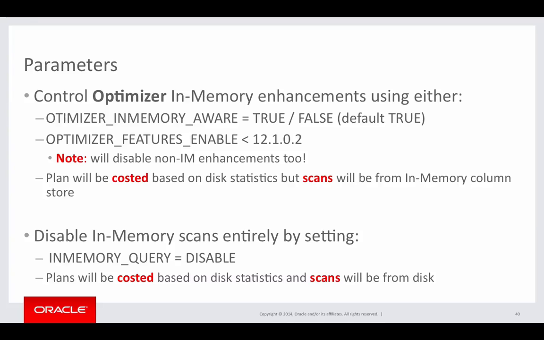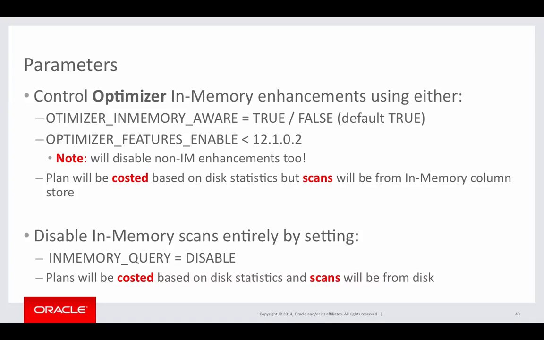There's one new optimizer parameter to do with in-memory. It's called optimizer_inmemory_aware. It's a Boolean parameter, so it's either true or false. By default, it's true, and that means that the optimizer will use the in-memory statistics and information and adjust the cost model to accommodate those new statistics each time it's coming up with an execution plan in your environment.